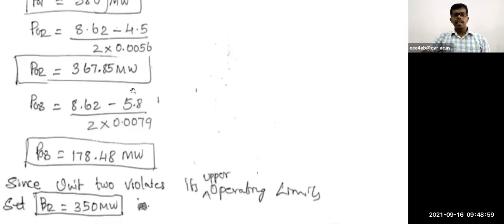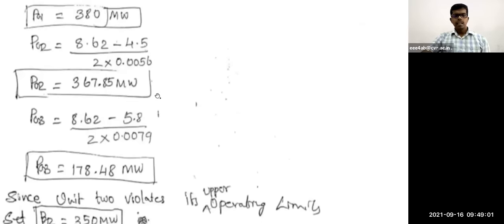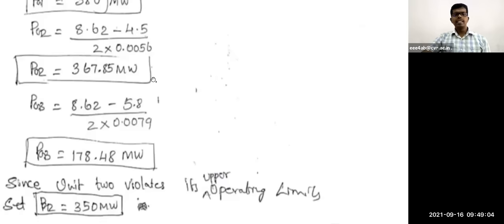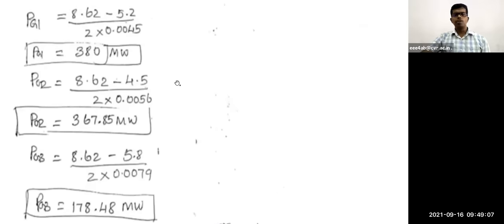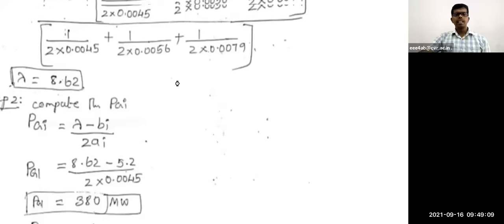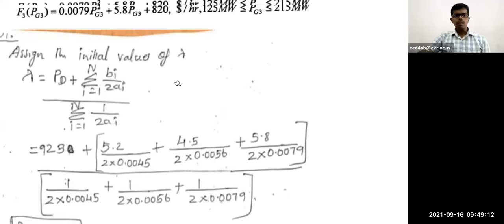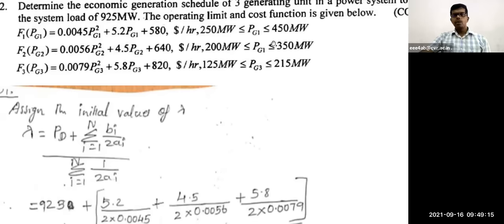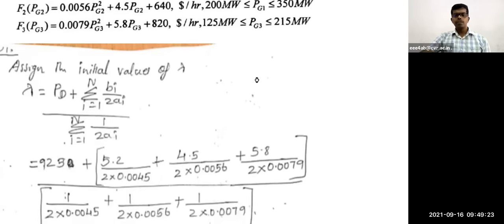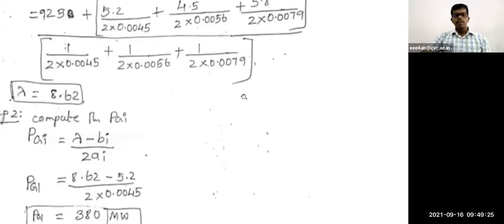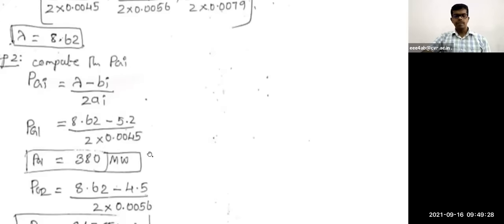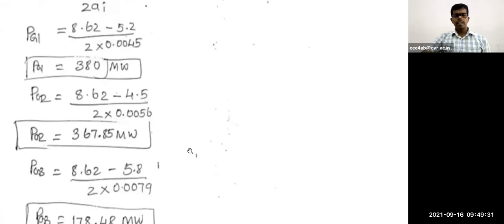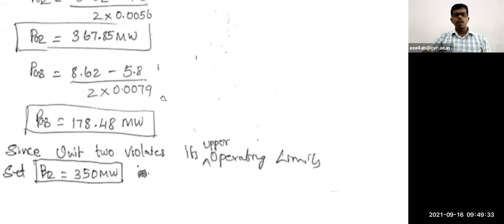If you see, this PG2 value violates its upper operating limit. The PG2 operating limit given in the problem is 200 megawatt less than or equal to 350 megawatt. The generation should be between 200 and 350 megawatt. The first generating unit satisfies, it operates within the limit. I think the third is also within the limit. Only the second generating unit violates its upper operating limit.